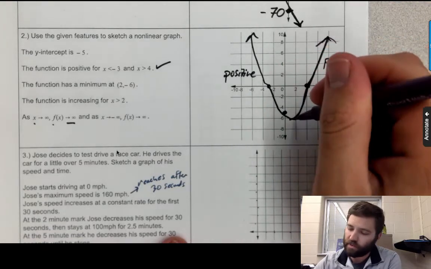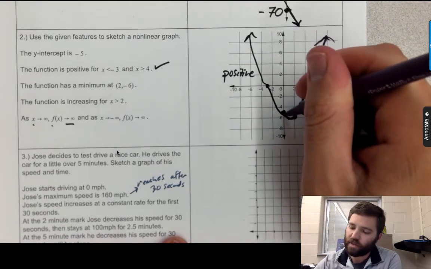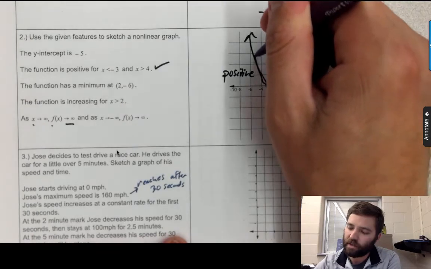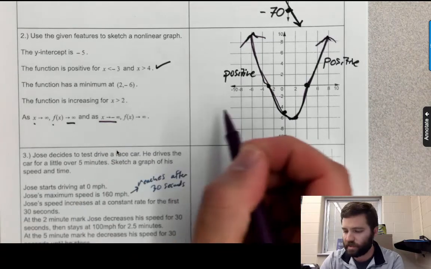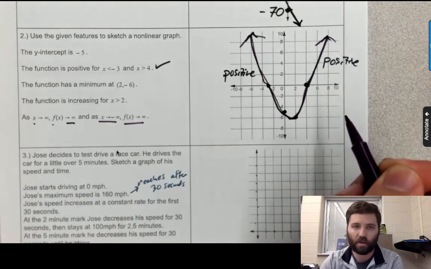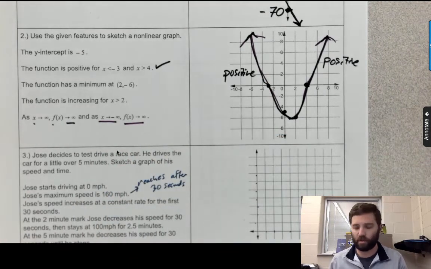What about the x values? As you move to the left, to negative infinity, what do the y values do? Well, they are also going up. Okay, so yes, as x approaches negative infinity, y's, or f of x, approaches positive infinity. So there's a sketch of that one.